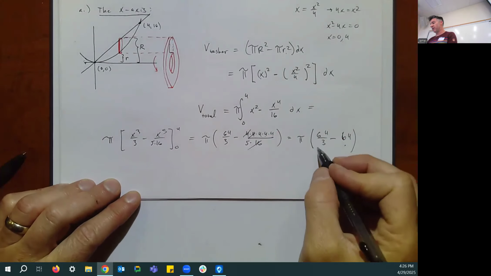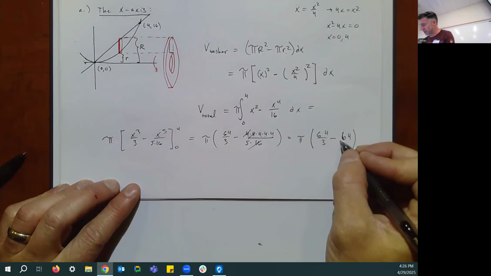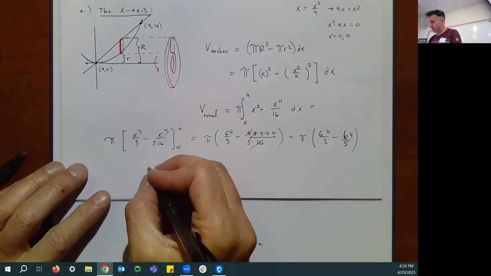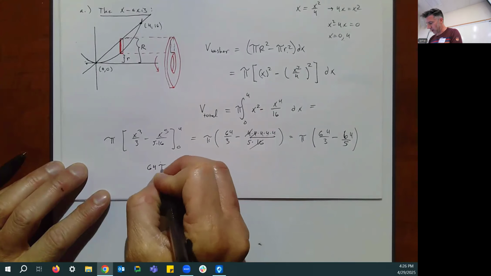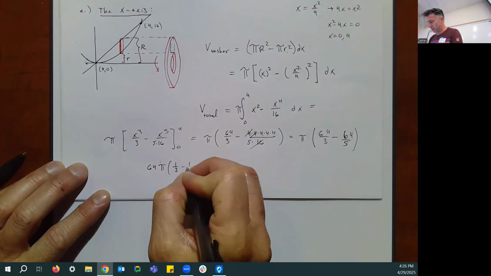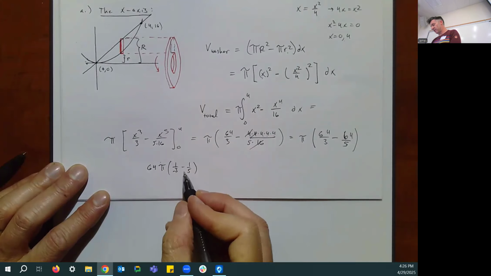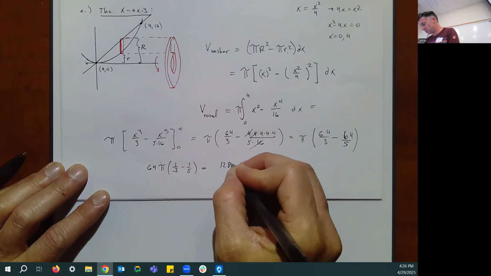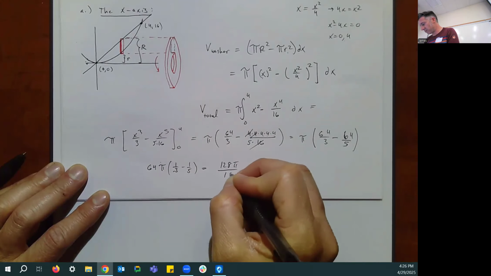So it's not 64 over 3 minus 64. It's 64 over 3 minus 64 over 5. And then the smart play is to factor out the 64. And then you've got 1/3 minus 1/5, which is 5/15 minus 3/15, which is 2/15. So we get 64 times 2 pi over 15.